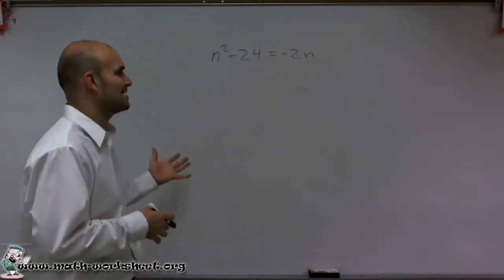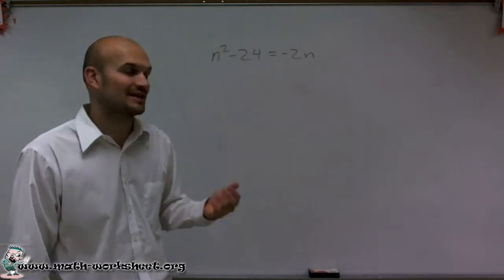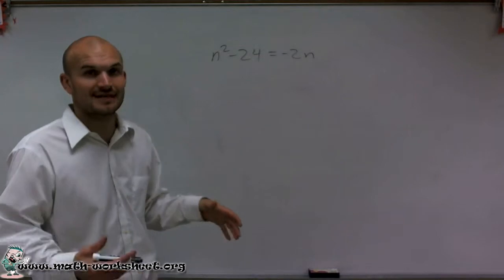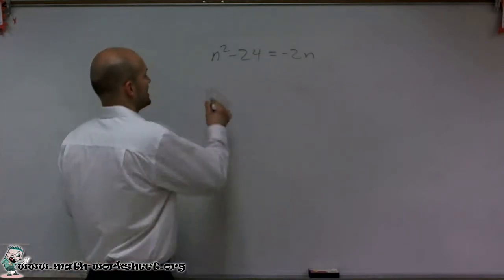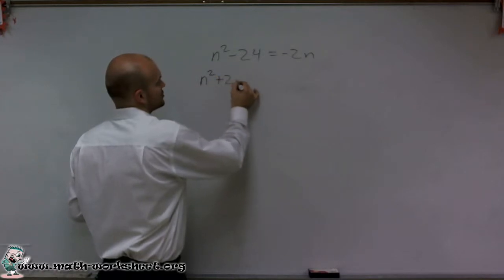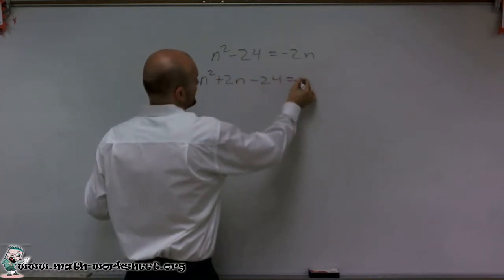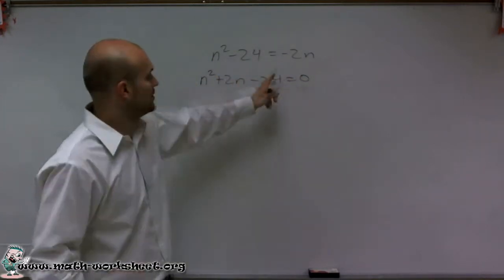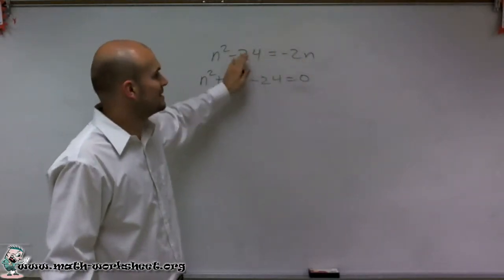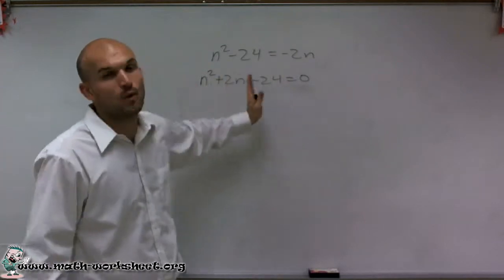What I want to do for this problem is show you how to solve it by using the quadratic formula. To solve this by using the quadratic formula, the first thing I need to do is put it in quadratic form. And quadratic form is going to be n squared plus 2n minus 24 equals 0. So how did I do that? Well, to get this to set equal to 0, I went ahead and added the 2n to the other side. So now I have it in quadratic form.